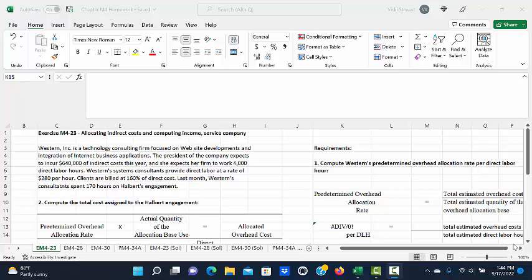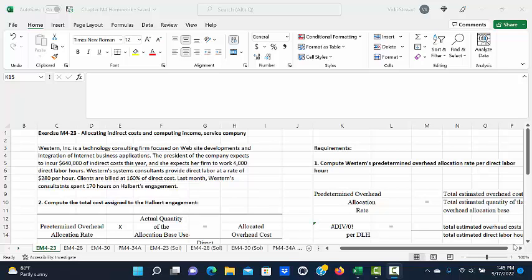This is a demonstration of exercise M423, allocating indirect cost and computing income for a service company. Western Inc. is a technology consulting firm focused on website development and integration of internet business applications.